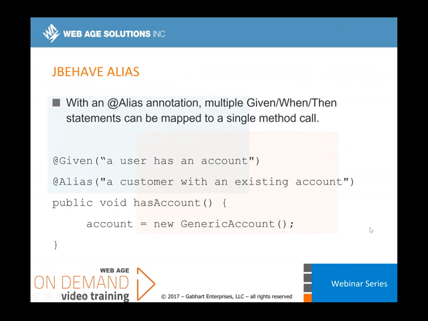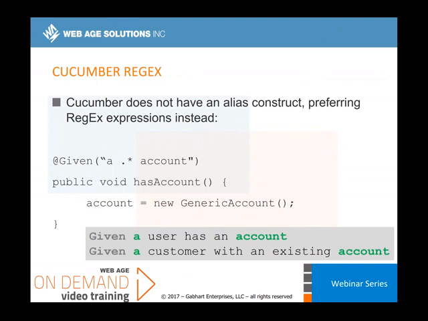And so the way you do that is with an alias. Cucumber, on the other hand, doesn't have an alias. It drives everything through regular expressions. And so the way that Cucumber maps your English statements to the testing code that would be run is with regular expressions. So, for example, if you had in your feature file or story file, given a user has an account, given a customer with an existing account, it could map both of those with a .*account.